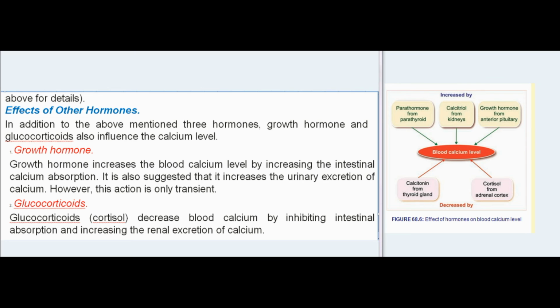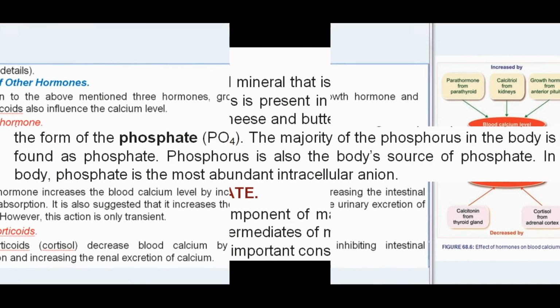Effects of other hormones. In addition to the above-mentioned three hormones, growth hormone and glucocorticoids also influence the calcium level. Growth hormone increases the blood calcium level by increasing the intestinal calcium absorption. It is also suggested that it increases the urinary excretion of calcium. However, this action is only transient. Glucocorticoids, cortisol, decrease blood calcium by inhibiting intestinal absorption and increasing the renal excretion of calcium.